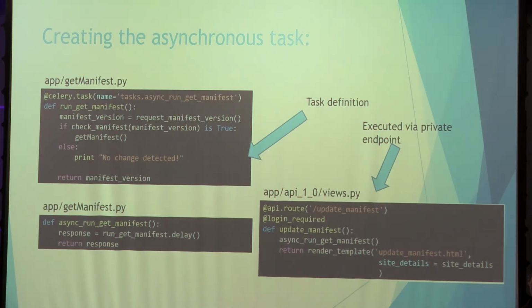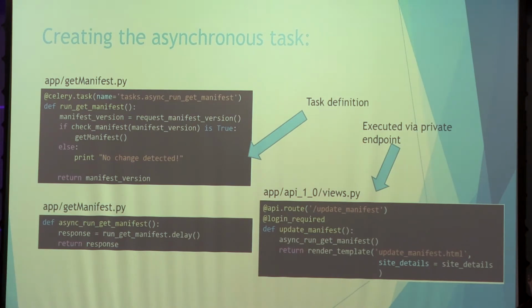On the get manifest code itself, we define the asynchronous task, and we execute the task via a private endpoint. So I have a blueprint here with an API route. This is essentially an API view that's been locked down to only myself, which I've omitted some of the code from to make it a bit more readable. But all we do then is run the asynchronous task.